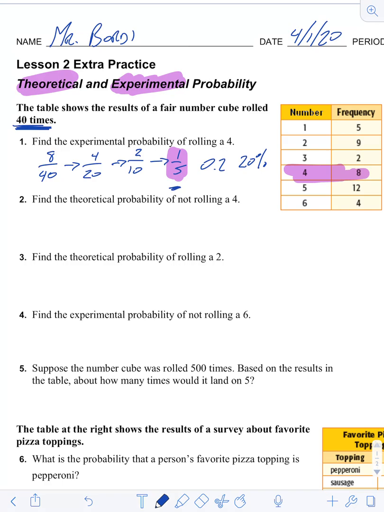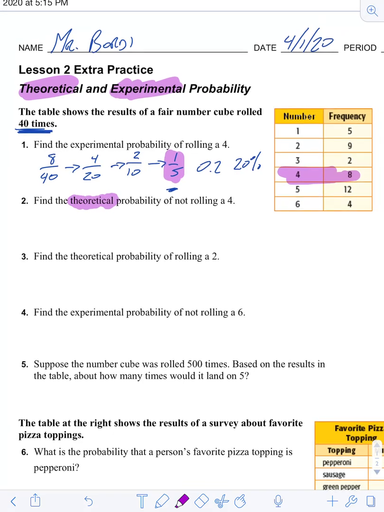Okay, now number 2, find the theoretical probability of not rolling a 4. Well, I need to figure out how many times did I roll the cube? 40, right? So out of those 40, how many times did I not roll a 4? Well, if I rolled a 4 8 times, 40 minus 8 would be 32. I'm sorry, I am completely off track. Go back to that. I was doing the experimental.